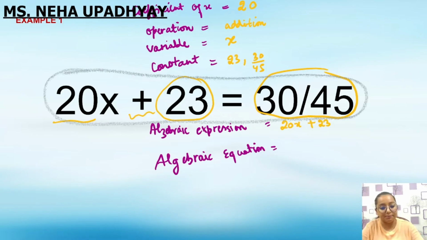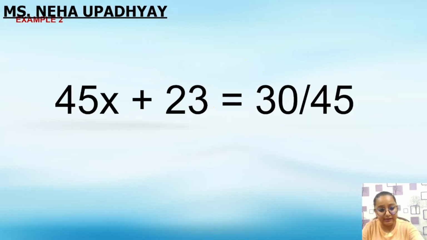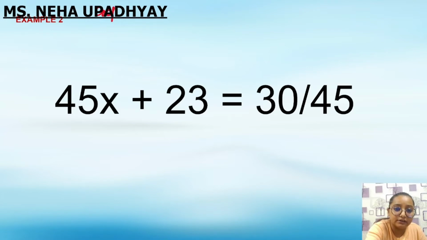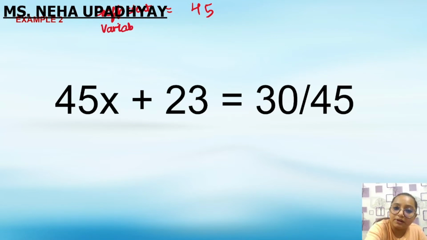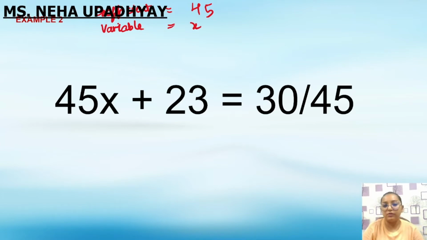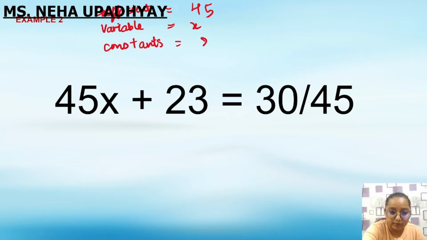Now we will move to example number 2. Look very carefully. In example number 2, we will be discussing the same things. So, what is the coefficient? Coefficient is 45. And 45 is the coefficient of which variable? X. So, what is the variable in this? The variable is x. You people are very nice. You have understood it. Now, what are the constant terms? The terms which never change, which are constant. So, it is 23 and 30 by 45.